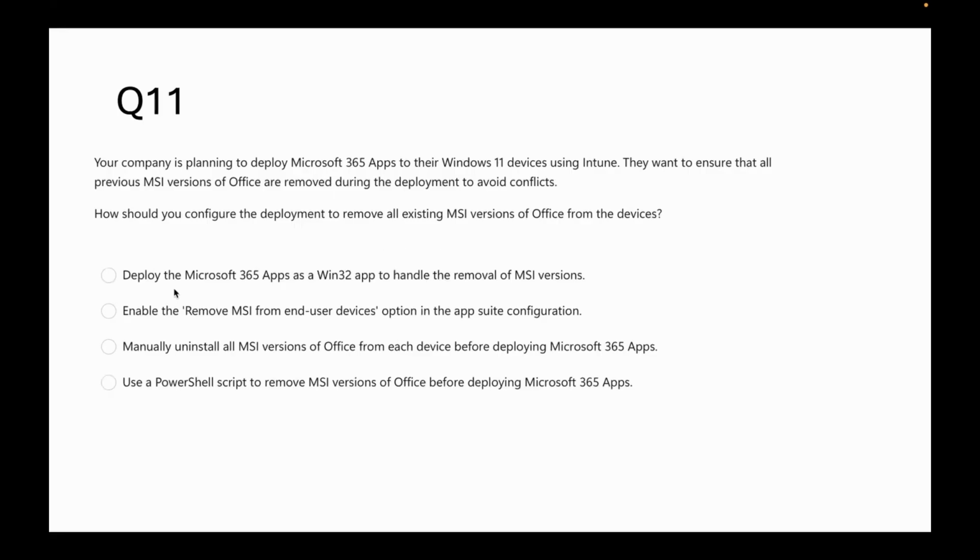So if I go and check that, deploy the Microsoft 365 apps as a Win32 app to handle the removal of MSI versions. That doesn't make sense. Enable the remove MSI from the end user device option in the app suite configuration. Or manually uninstall all MSI versions of Office. So that doesn't make sense. And use a PowerShell script to remove MSI apps. No, that doesn't make sense.